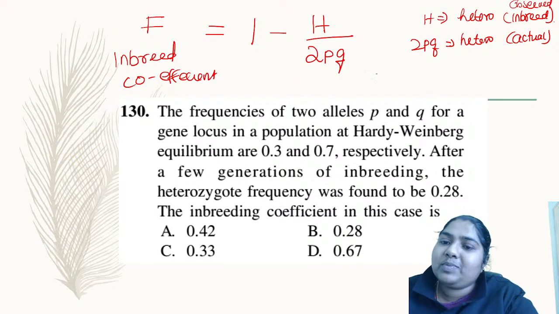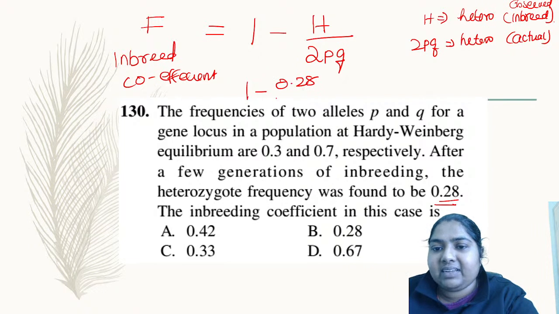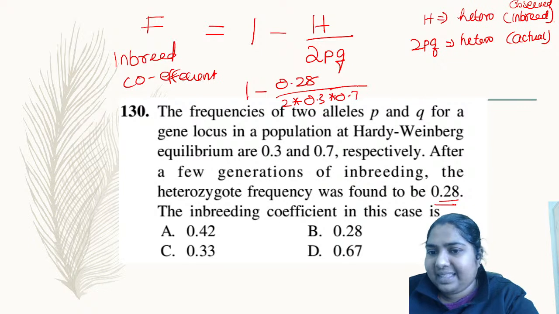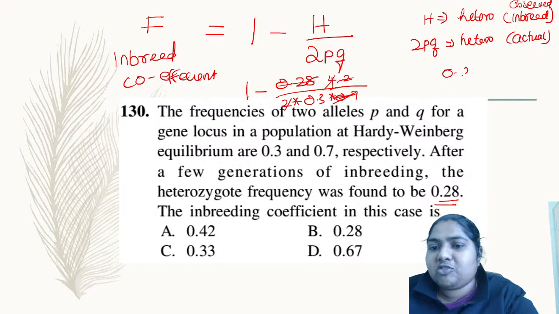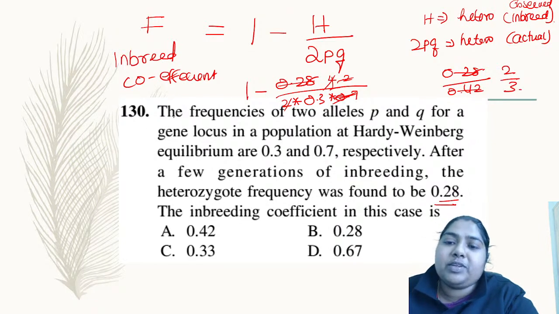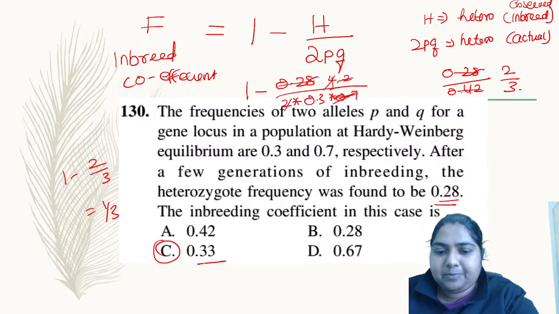So what is going to be the H value here? It is 0.28. So 1 minus 0.28 divided by 2PQ, 2 into 0.3 into 0.7. You can do this way also. So it becomes 0.28 divided by 0.42, correct? So it is becoming 2 by 3. So it is going to be 1 minus 2 by 3, so it is going to be 1 by 3, which is 0.33.